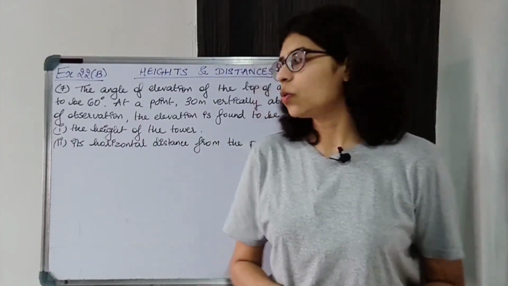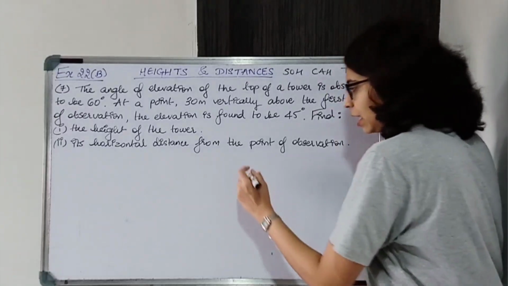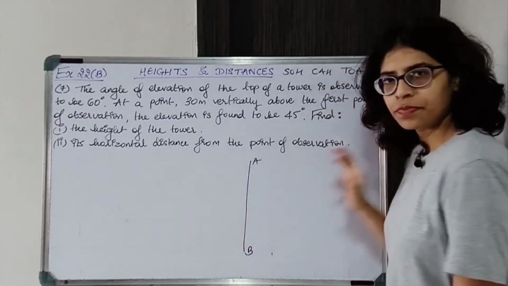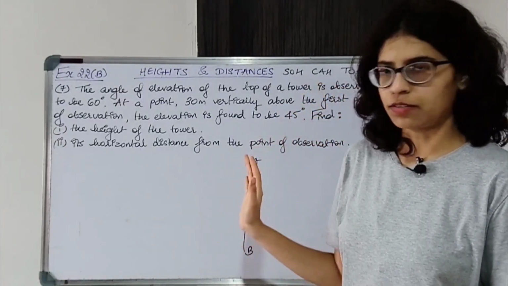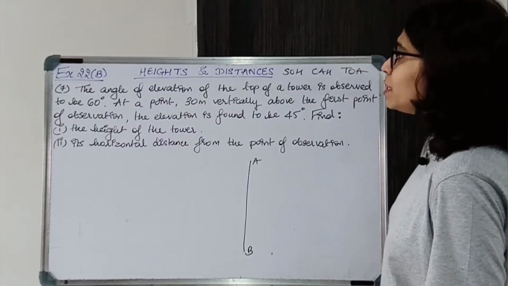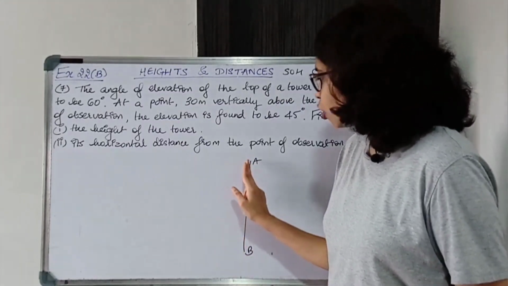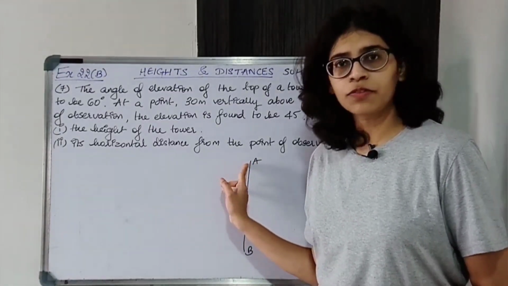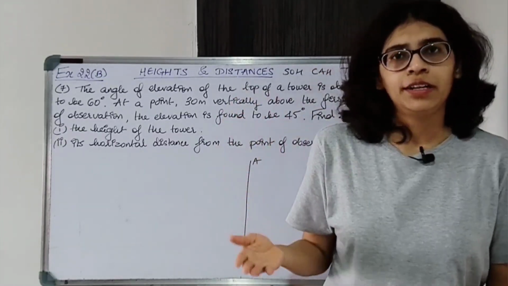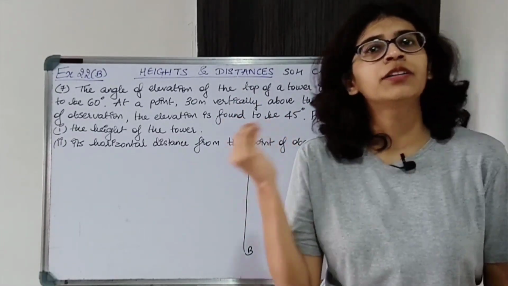Now let AB represent the height of the tower. The angle of elevation of the top of the tower is observed to be 60 degrees. You are observing the top of the tower, A is the top of the tower. Now you are observing this from some point. Where is this point? It is not given.